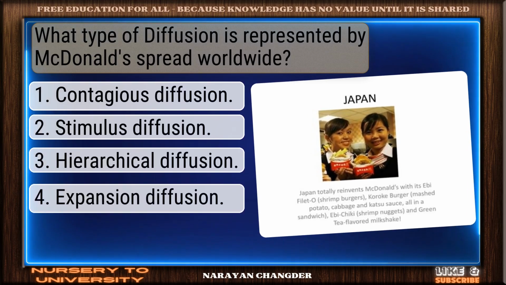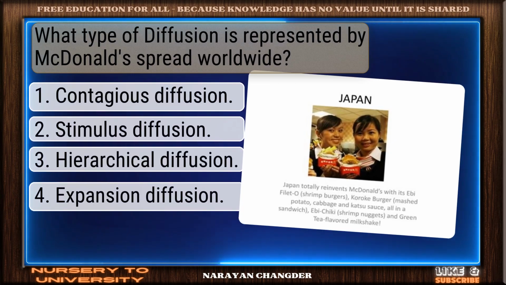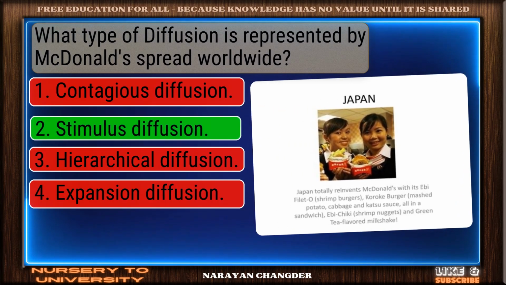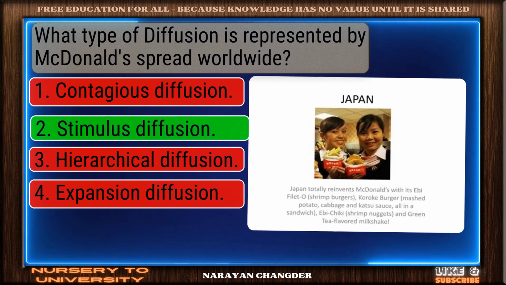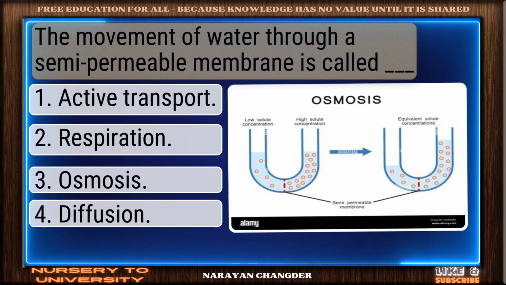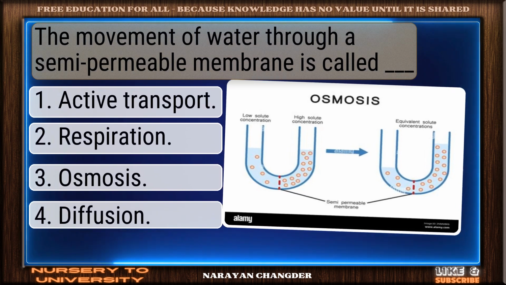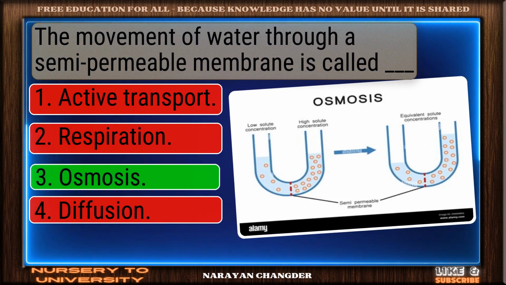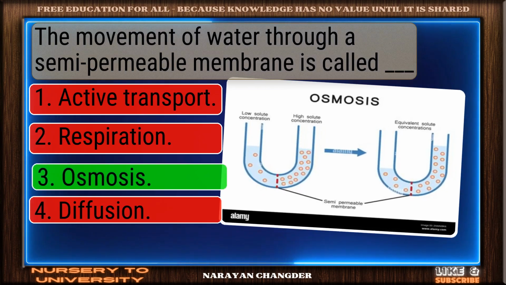What type of diffusion is represented by McDonald's spreading worldwide? Bravo! Stimulus diffusion is the answer. The movement of water through a semi-permeable membrane is called dash. Great thinking. Osmosis is the right choice.